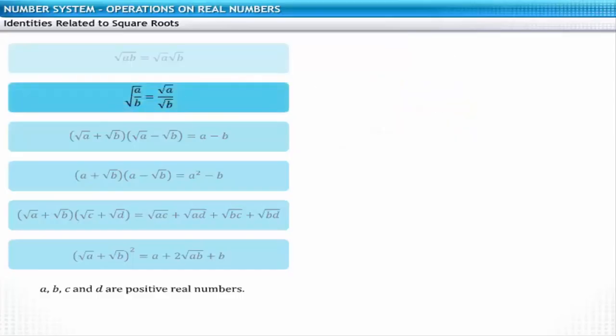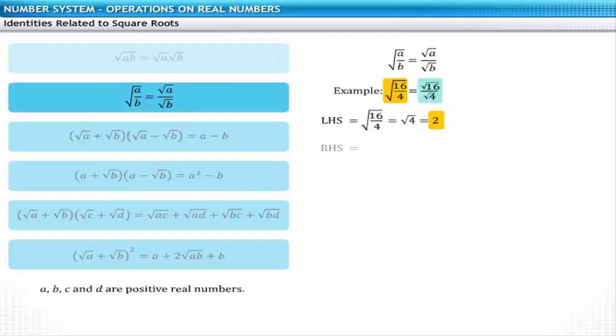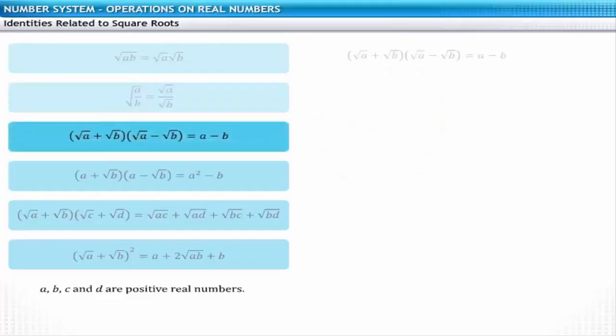The second identity is the square root of A divided by B is equal to the square root of A divided by the square root of B. Let's take this example. The left-hand side of the example is the square root of 16 divided by 4 equal to the square root of 4, which is equal to 2. Similarly, on simplifying the right-hand side, we get 2. Thus, it is verified. The third identity is the product of the sum and the difference of the square root of A and the square root of B is equal to A minus B.